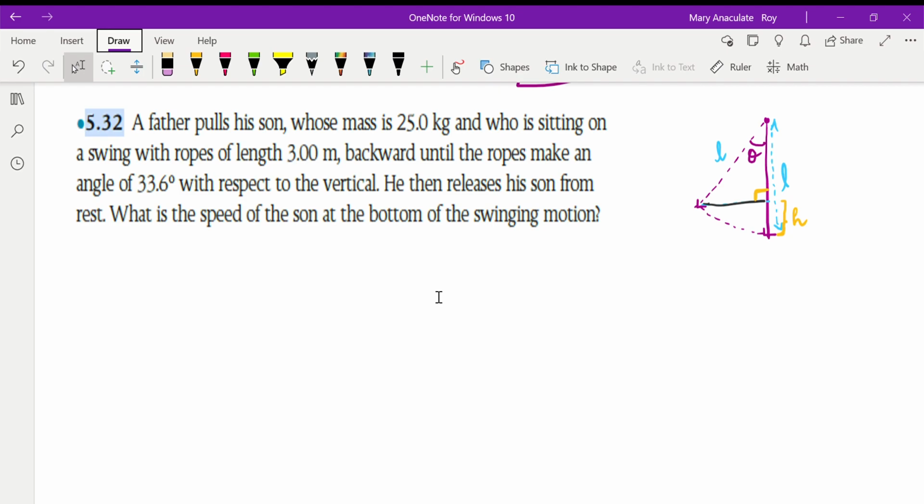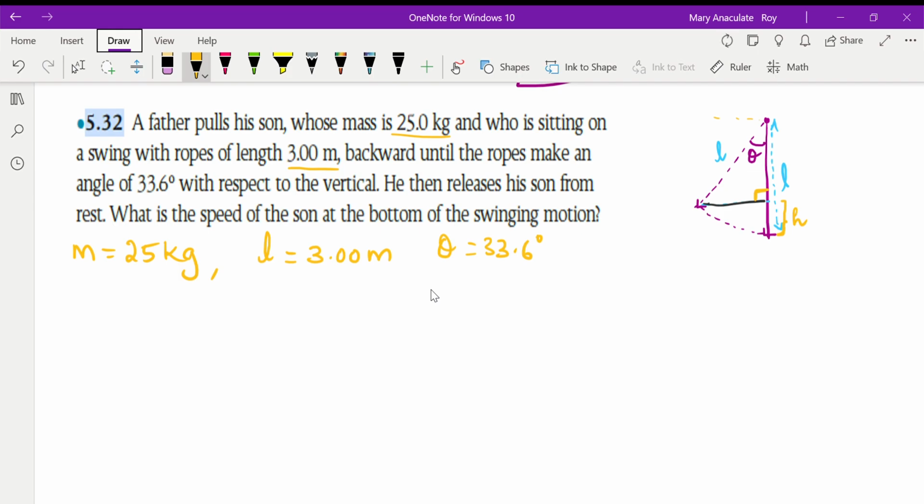So, you can pause the video, read the question. It says, a father pulls his son whose mass is 25 kg and who is sitting on a swing with ropes of length 3 meters. So mass is given, 25 kg. Length of the rope is 3 meters. Backward, until the rope makes an angle of 33.6 degrees with respect to the vertical. So with respect to the vertical is this angle. If they give you with respect to the horizontal, then it should be this angle.